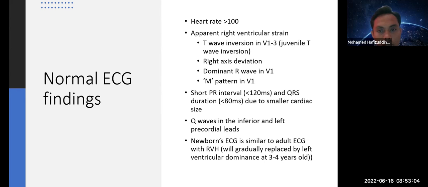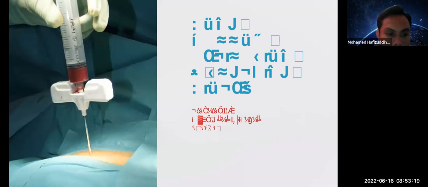So basically, there are several findings that we can see in the ECG of pediatrics which are normal for pediatrics but abnormal for adults. Okay, so I think that's all from me regarding the ECG.